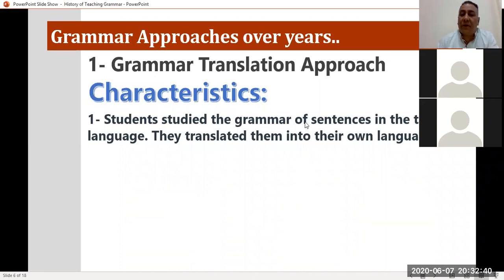studied the grammar of sentences in the target language. You remember what's the target language? Yes, English. Thank you, Miss Asma, مركزة جدا. The target language is English. Students studied the grammar of sentences in the target language. They translated them into their own language. بالنسبة لنا احنا, our own language is Arabic, of course.